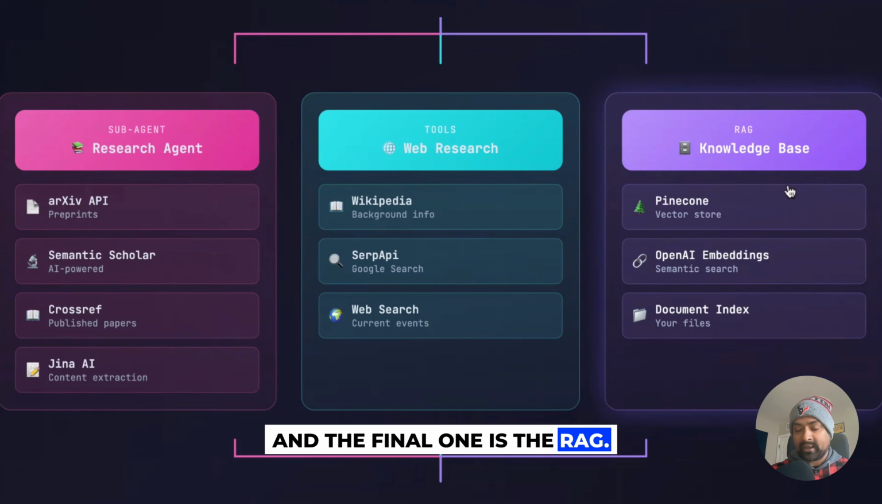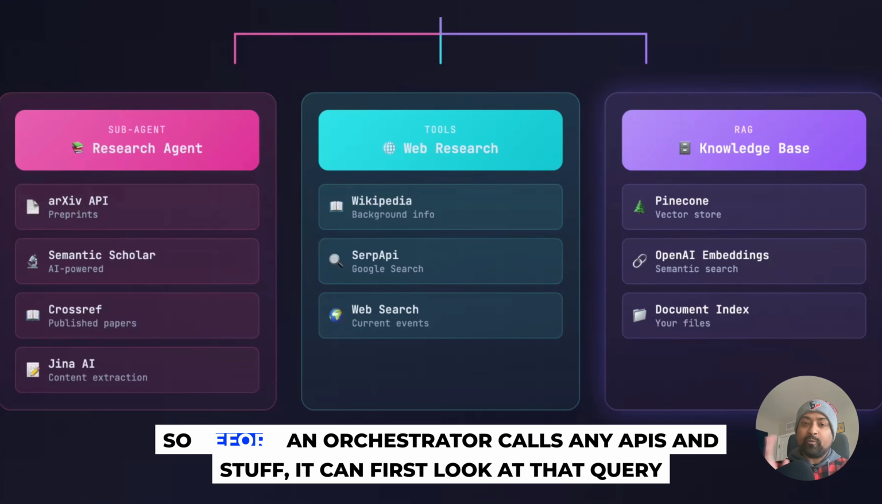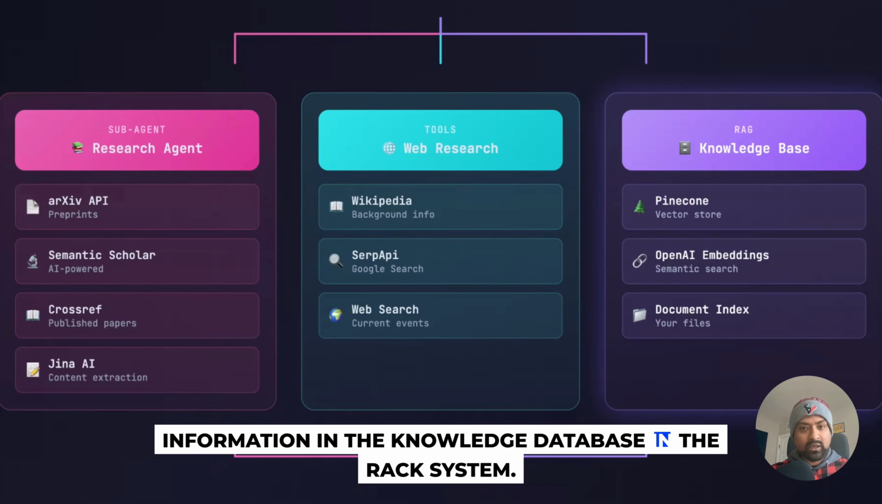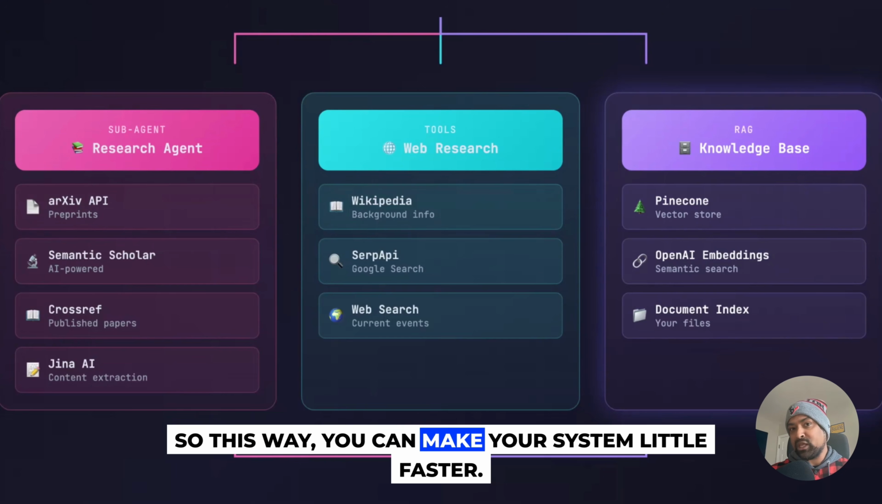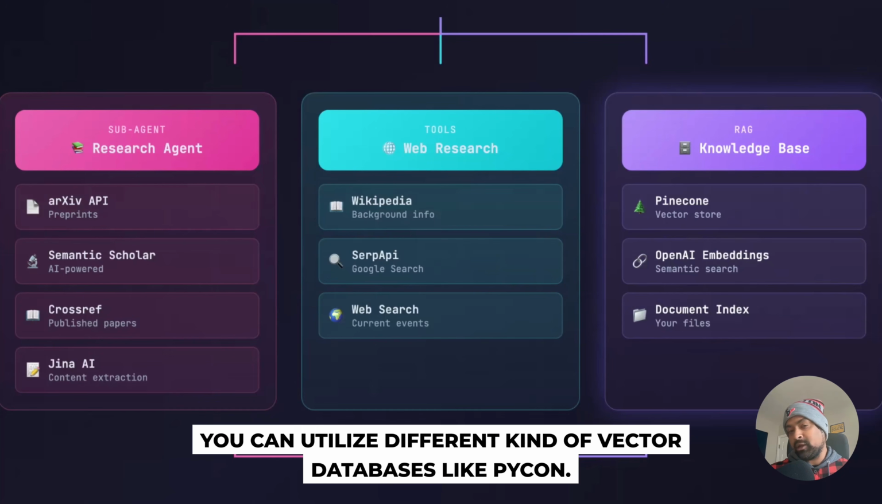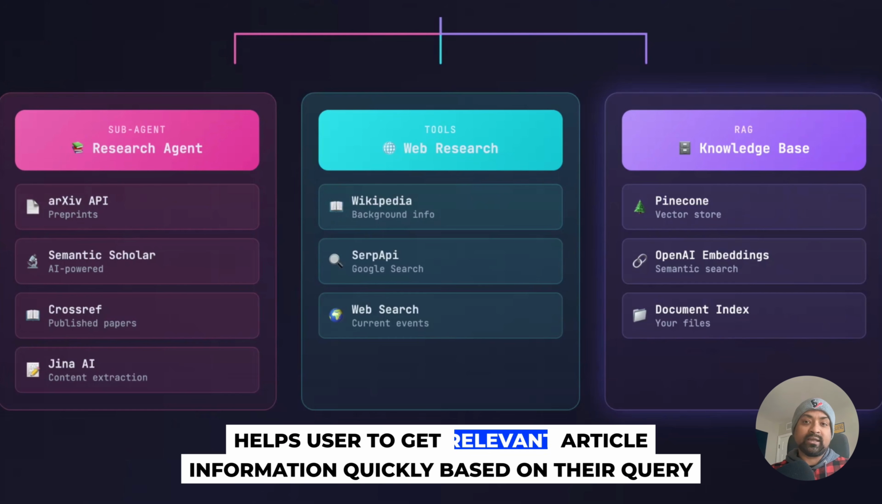And the final one is the RAG. In certain cases, you can also build your own RAG internal database. So before the orchestrator calls any APIs and so on, it can first look at that query in the knowledge database in the RAG system, and if it finds relevant articles, it will first share those articles with the user. This way, you can make your system a little faster. You can utilize different kinds of vector databases like Pinecone, OpenAI, or Document Index that will help your query retrieval be faster and more efficient, and also helps the user get relevant article information quickly based on their query input.